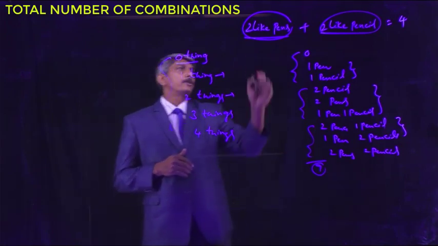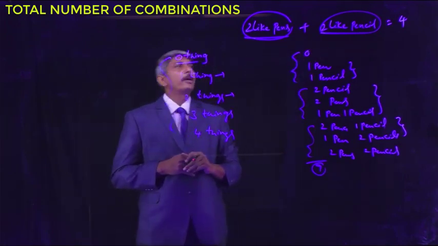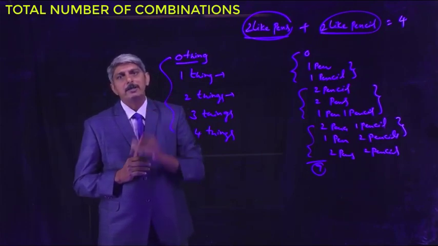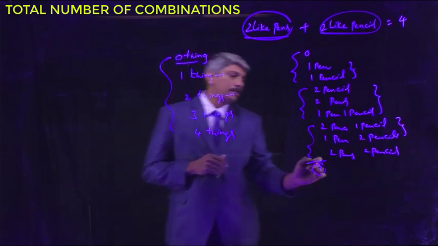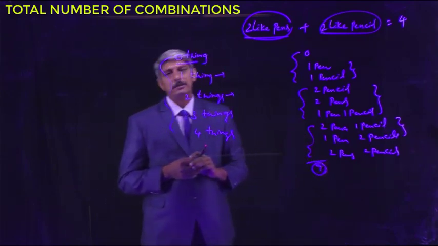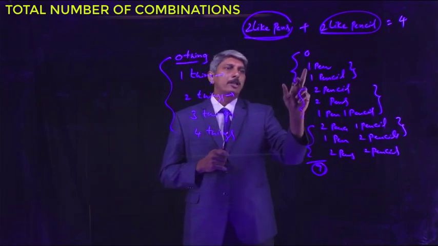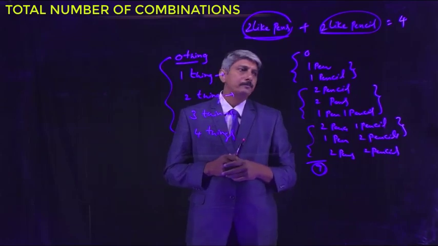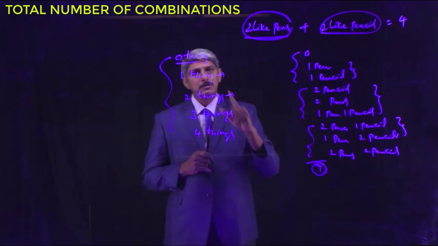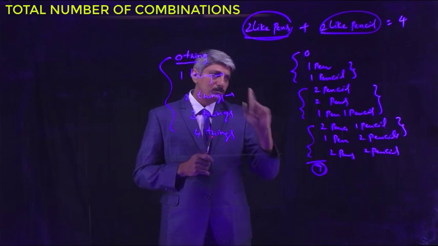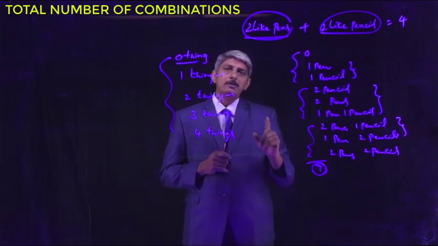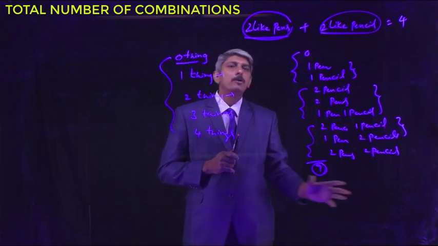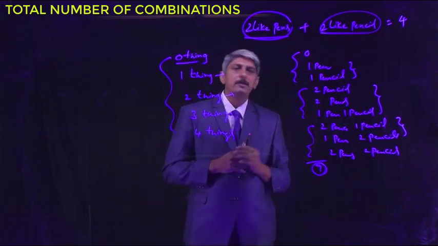So here, with 2 like pens and 2 like pencils, the number of ways of selecting any number at a time is 9 cases, because suppose we have to select 1 pen, how many ways? 1 way. Select 1 pencil, 1 way. 2 pencils out of 2 pencils, 1 way. 2 pens out of 2 pens, 1 way. 1 pen and 1 pencil out of 2 pens and 2 pencils, that is also 1 way. So all these are how many possibilities? There are 9 possibilities.